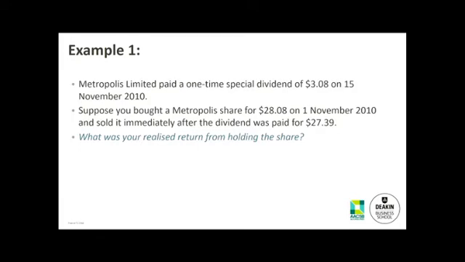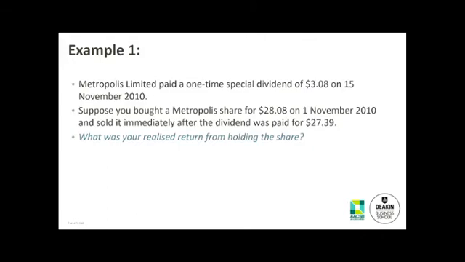Alright. It is a one-time only special dividend, $3.08 on 15th of November. Suppose you bought the share at $28.08 and you sold it immediately after you received the dividends at $27.39. Okay, this question is easy. How much is your total percentage return? Our total percentage return comes from dividends and capital gain. The total percentage return is very easy to estimate: dividends plus selling price minus purchase price, divided by purchase price. That's it. Am I right?